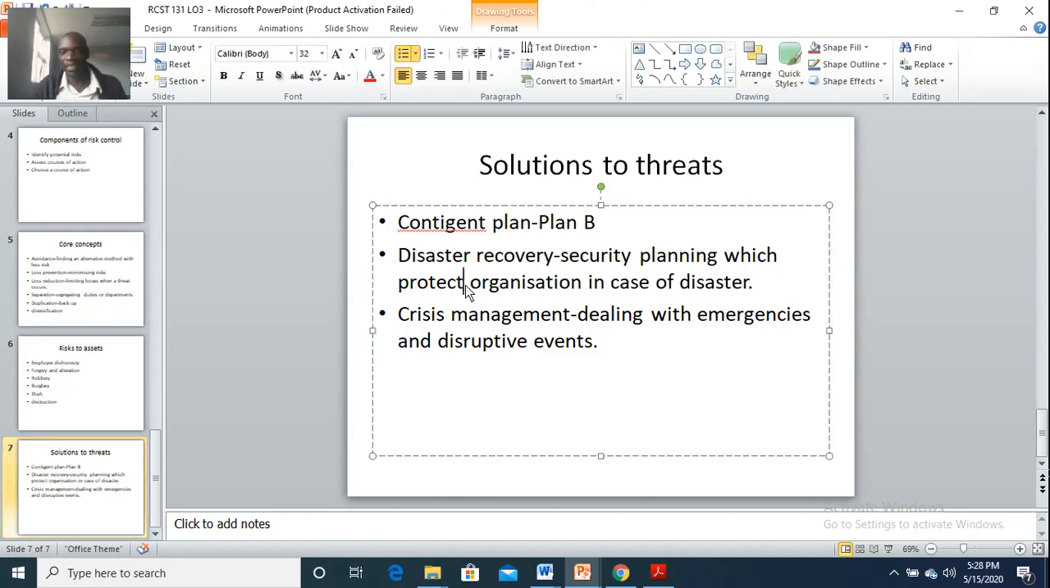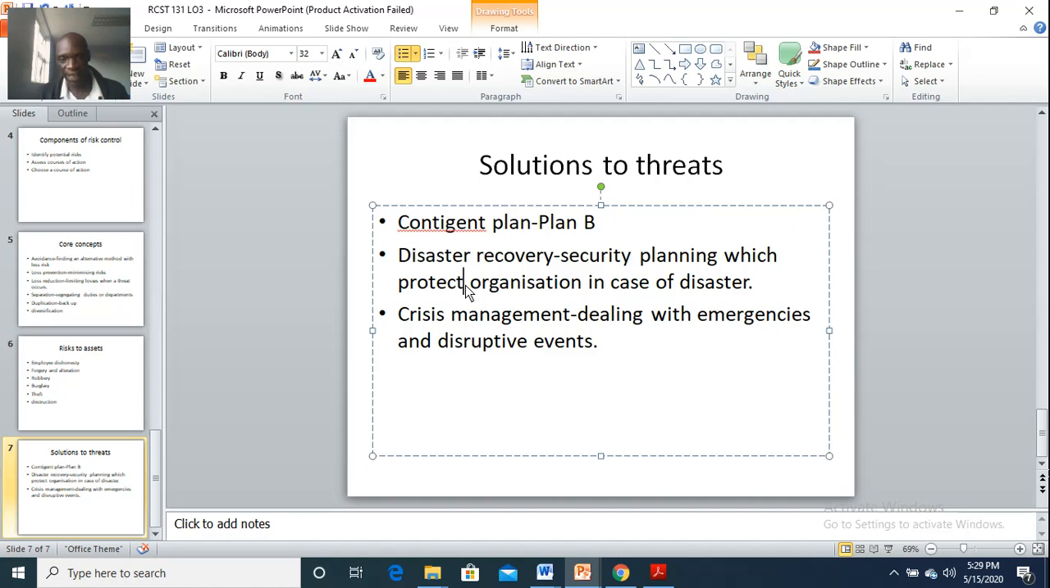Disaster recovery. Let's say damage is likely to happen. Then we may need security to cover for the disaster.